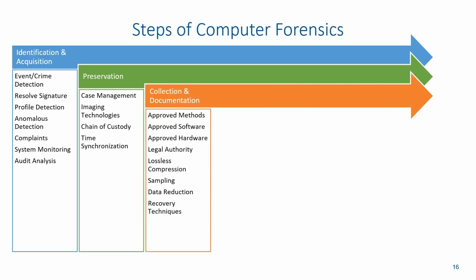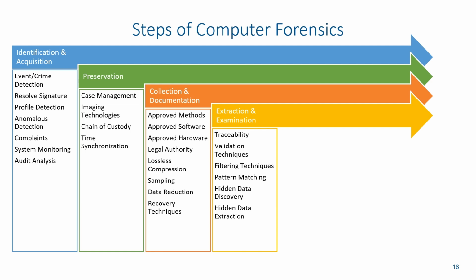The next step is the collection and documentation. We've used these imaging technologies to get the images, and then we're going to use approved methods, software, and hardware to extract the information that we need off of these images. And we are going to document all this. We're going to document the authority that we have. We're going to make sure that we use lossless compression so that the information isn't changed and that we're able to restore it back to its original state. We'll use sampling, data reduction, and recovery techniques to be able to get the data.